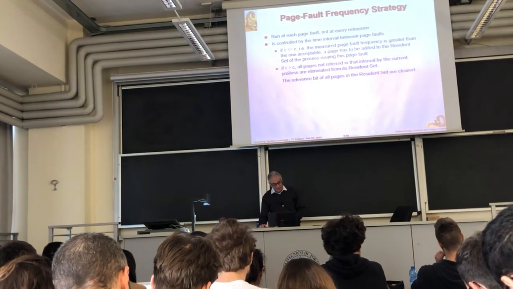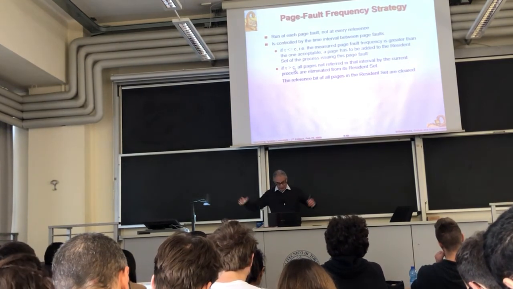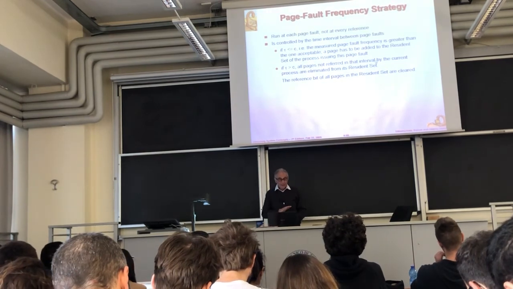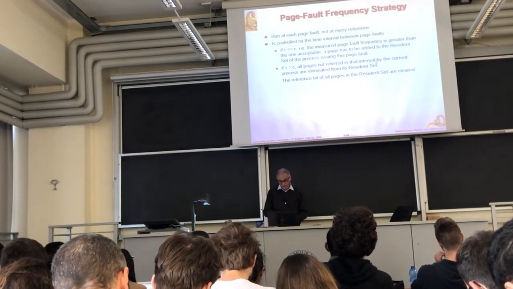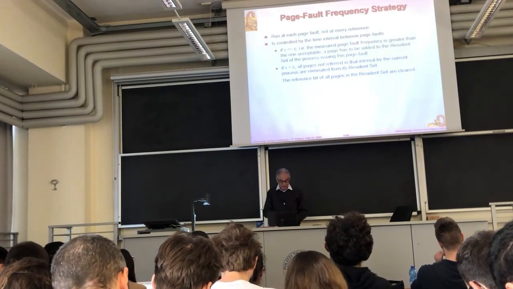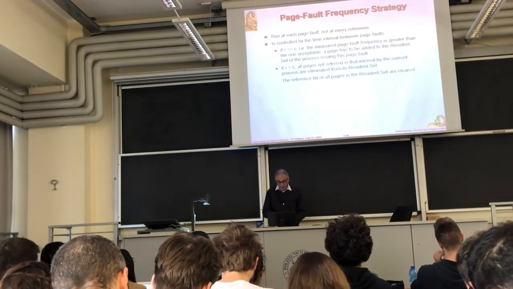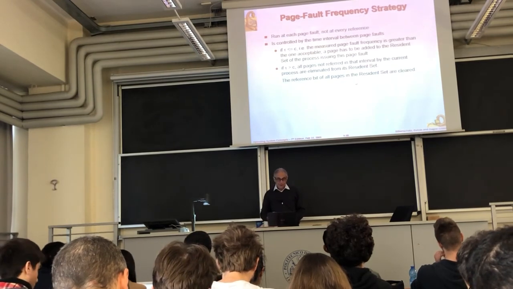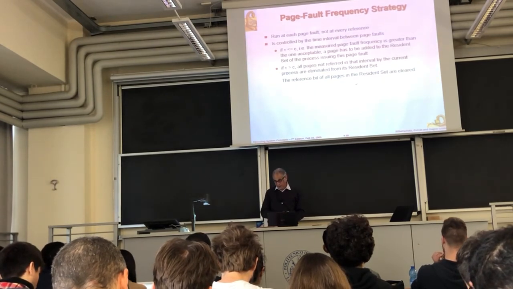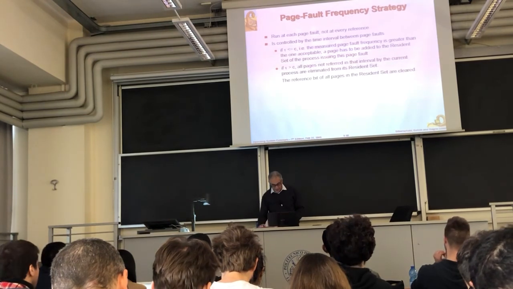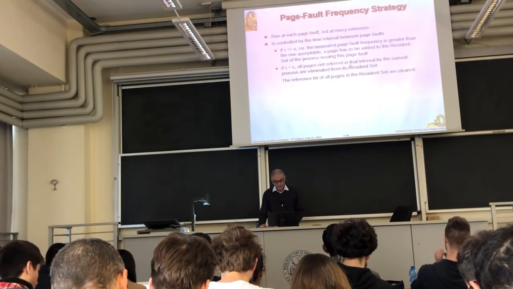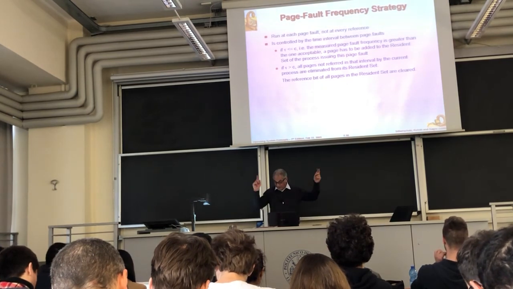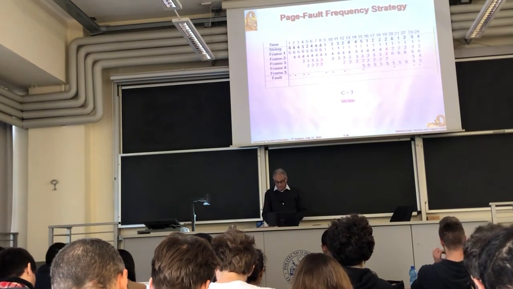Otherwise, if tau is greater than c, so it's larger, all pages not referred in the interval can be eliminated from the residence set. At every page fault, the reference bit of all pages is reset. Okay? So that we can select the pages that were not referred in that interval.